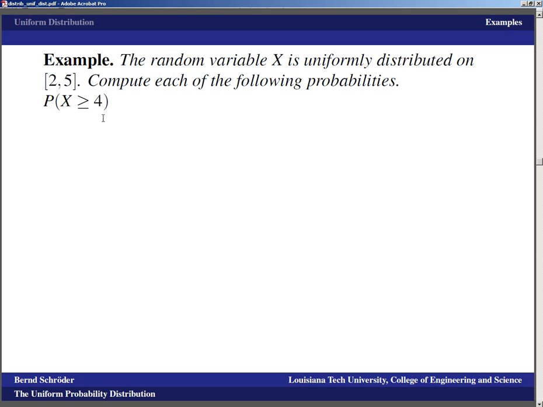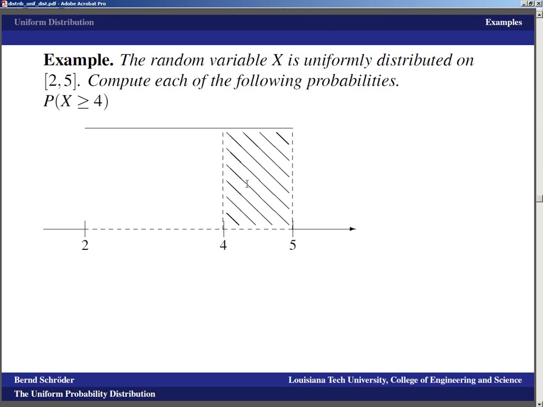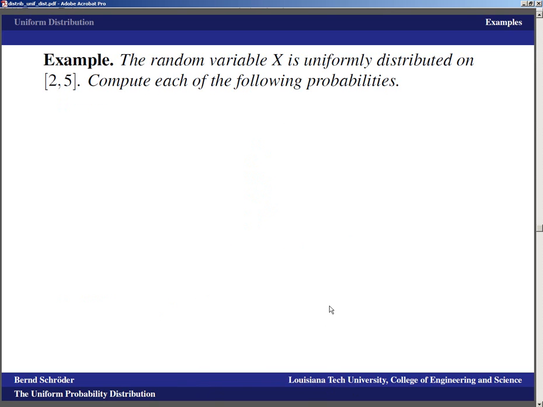And if we want the probability that x is greater than or equal to 4, well, similar situation. We look at the probability density. 4 is here, which means that this rectangle here is the area that represents the probability. Remember, the height is 1/3, and so the probability of x greater than or equal to 4 is the probability that x is between 4 and 5, and that is still 1/3 because the height here is 1/3.